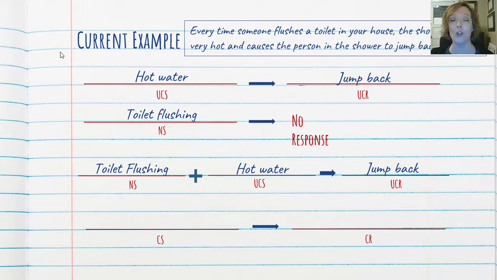Learning happens through association. Then the toilet flushing is going to make someone have a response, a conditioned response. So the conditioned stimulus is the toilet flushing. You have learned that the toilet flushing is going to lead to hot water, and that's going to make you automatically jump back as a conditioned response.